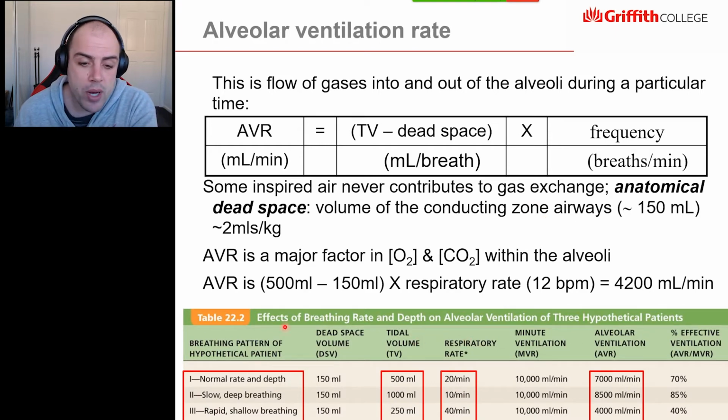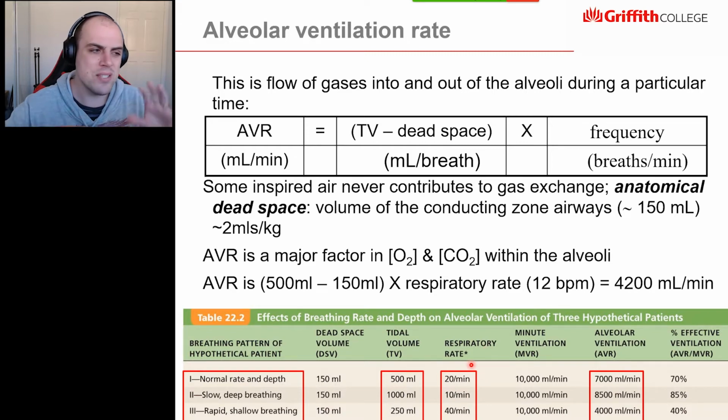Now, something to keep in mind when we're looking at these three modes of breathing. We have our normal rate and depth of breathing, our slow, calm, deep breathing, and then our panicked, shallow breathing. In our normal rate of breathing, we're moving 500 milliliters of air, so that's our tidal volume, and we're breathing on average 20 times per minute.